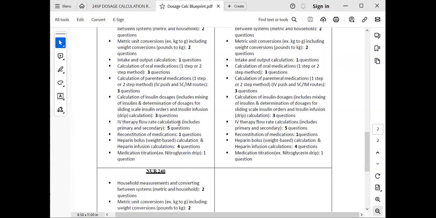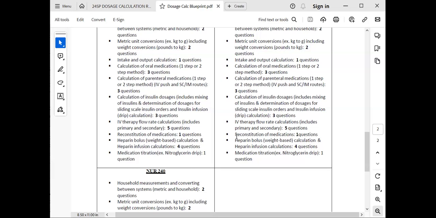You got introduced to the IV therapy, which just means you're calculating flow rates. You need to know it's either going to be milliliters per hour or drops per minute, depending on what they're asking for. You've seen reconstitution now twice. Remember, it's that funky label where you have to look at the label to see what the actual strength of the medication is. And I'll show you the example.